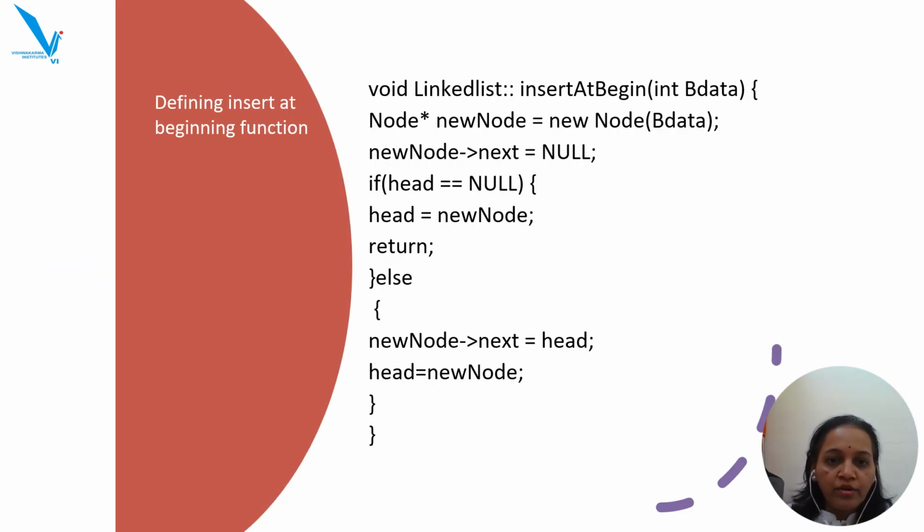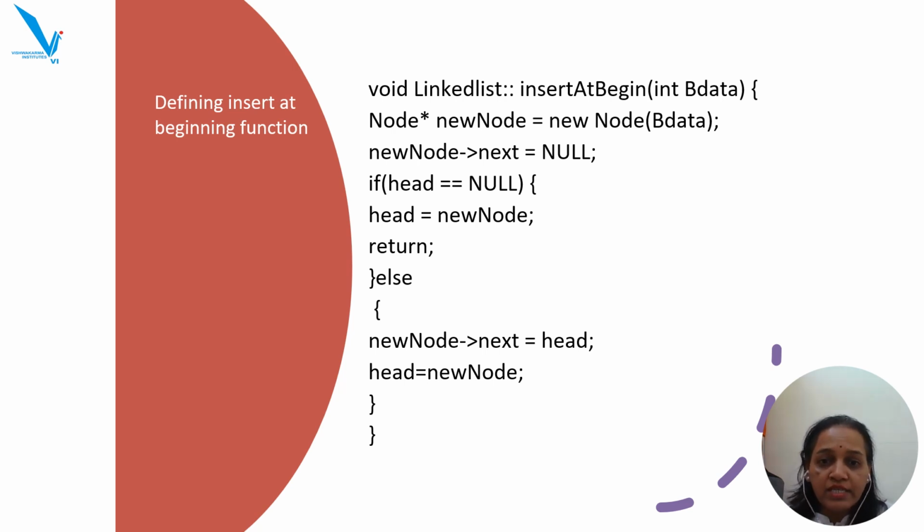Okay. Now let us discuss inserting a new node at the beginning. At the beginning of the list, we have to insert a new node, and let us see the function for that. As we have seen previously, we have a class called Linklist. The function name is insert at begin. Its return type is void, and as we are writing it outside the class, we are using the scope resolution operator, and its parameter is say bdata of type integer.